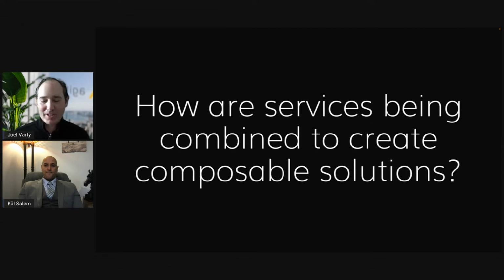So we really see a true evolution, a revolutionary evolution of these services. So how are they being combined? You talked about how we're creating these services that are easier to integrate, easier to bring together from a SaaS and cloud perspective. How are they being combined to create these kind of composable solutions in your experience?